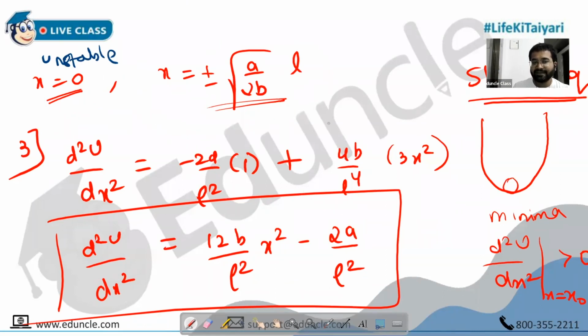So it means this has to be our stable point. Both of them will be stable. Why? Because it's anyway x square, no? Plus or minus doesn't matter. So both of them are our stable points.